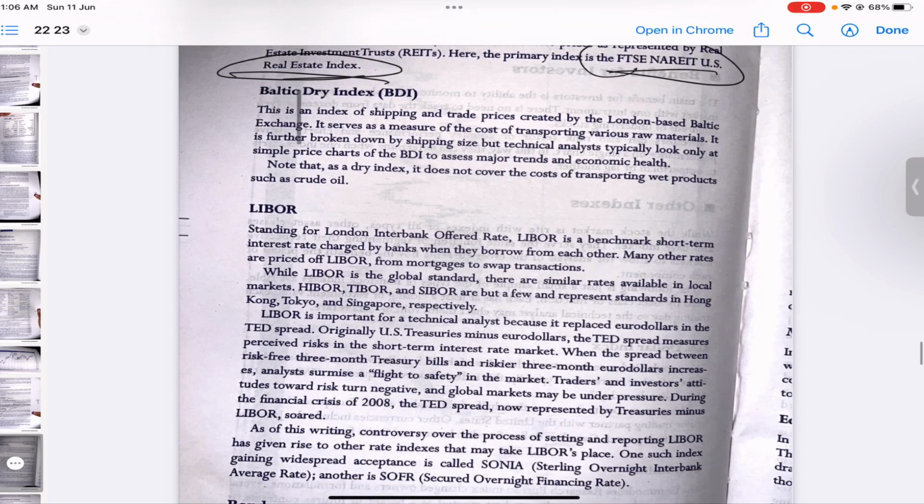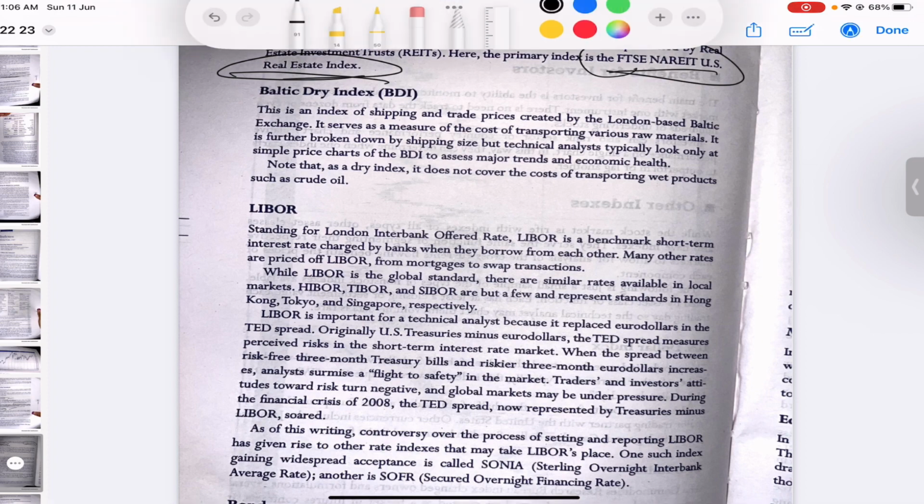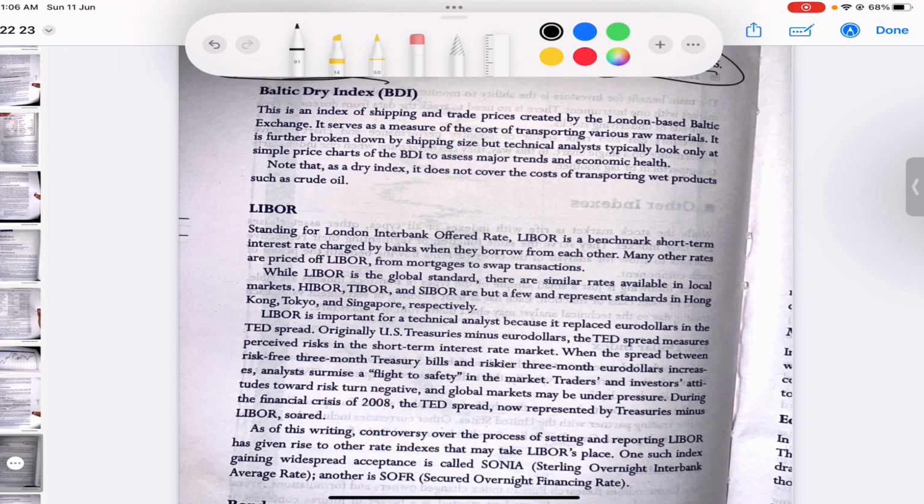Now we have the Baltic Dry Index, BDI. So what is the Baltic Dry Index? The Baltic Dry Index is created by the London-based Baltic Exchange. Baltic is basically raw materials. So this is an index which tracks the dry index. What do I mean by dry index? The shipping size. There are various dry products which are shipped from one place to another, right?